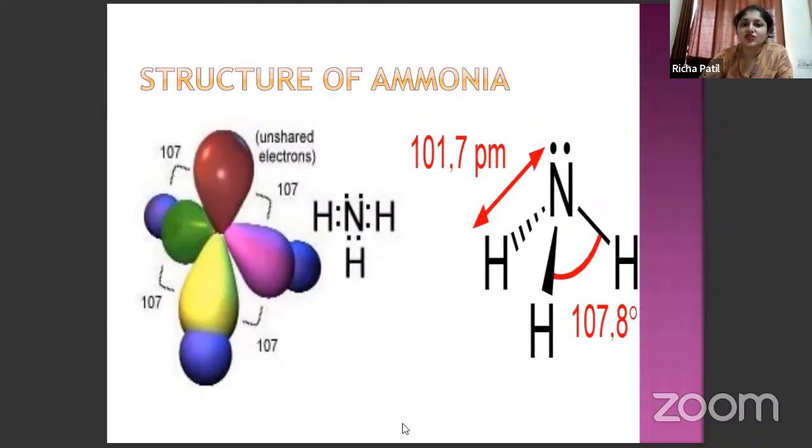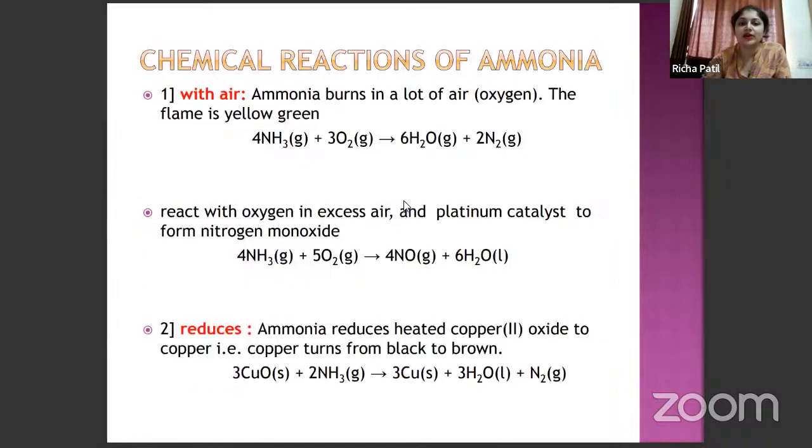So this is the structure of ammonia. It is a trigonal pyramidal structure. As ammonia has a lone pair of electrons, there will be lone pair-bond pair repulsion. Because of this, instead of a tetrahedral angle, the angle will be a bit less. It has 107.8 degrees because of the presence of a lone pair on nitrogen. So this is the structure of ammonia.